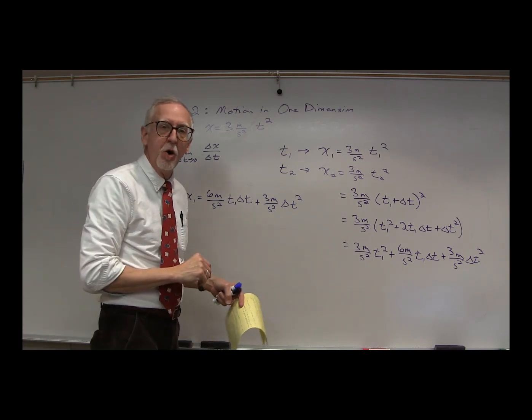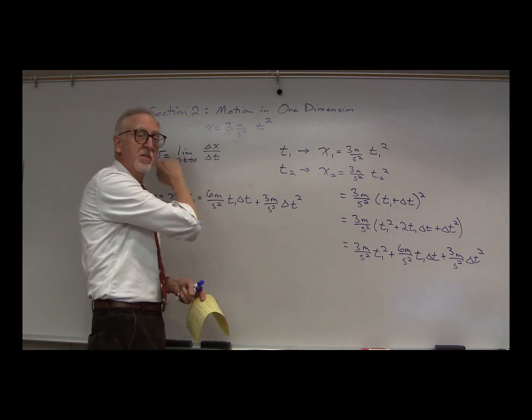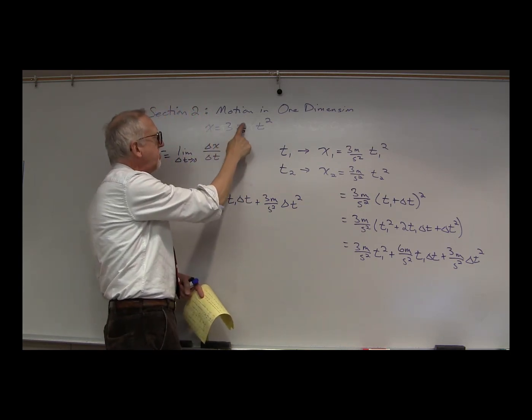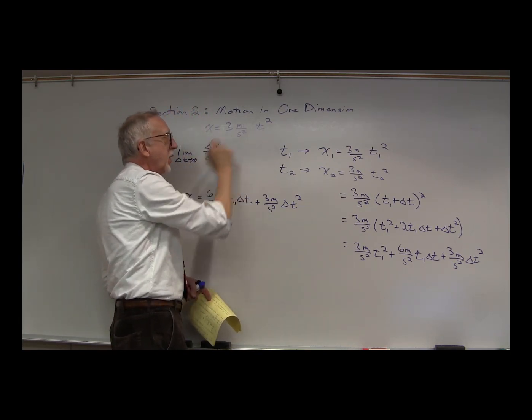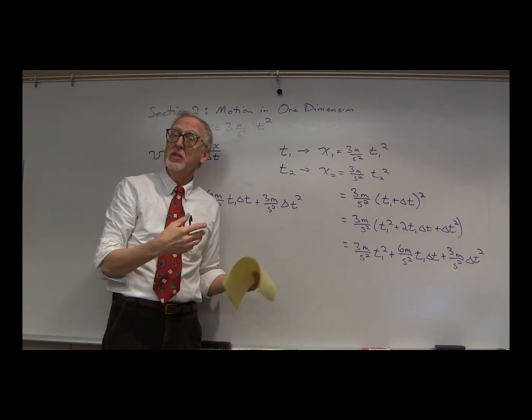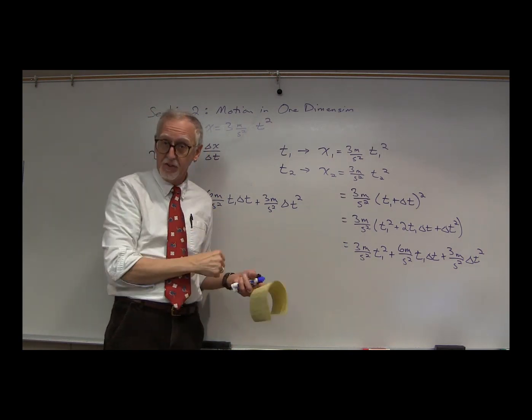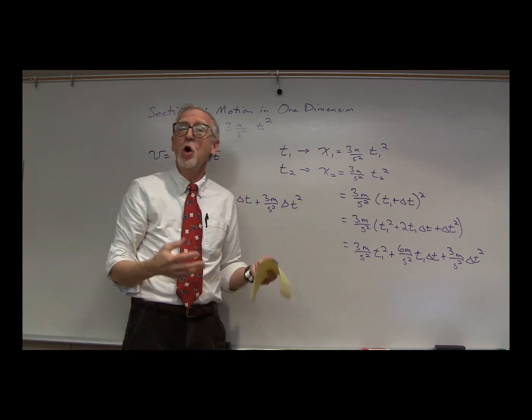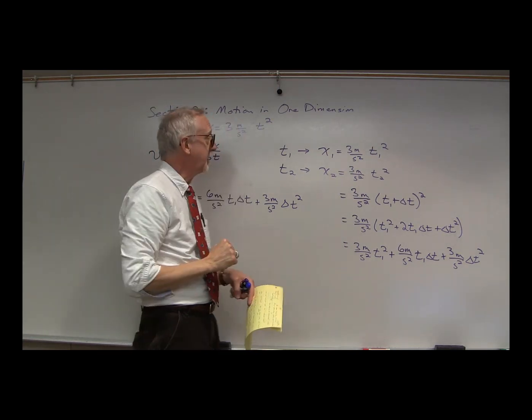Let's imagine we've got a motion that looks like this. It's got this functional dependence: x is equal to 3 meters per second squared, t squared. And let's see if we can figure out what's the velocity of this thing as it's moving. This tells us the position as a function of time. Let's see if we can figure out what's the velocity as a function of time.